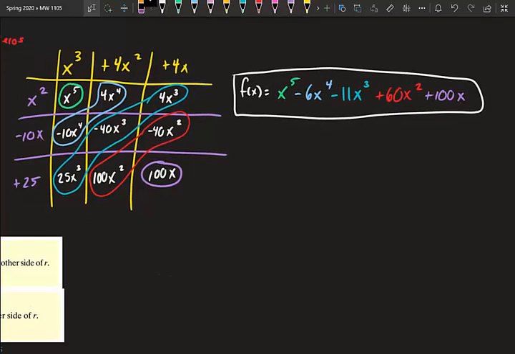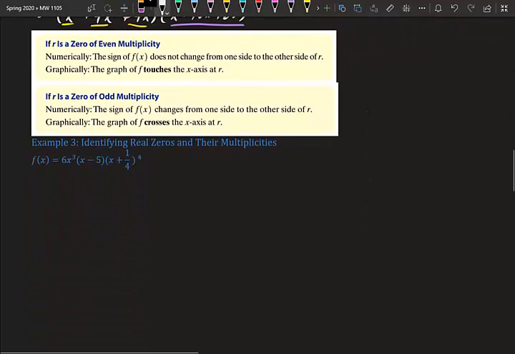Alrighty. More about multiplicity. So numerically, we don't really pay attention to that in this class. We only talk about graphing. So for graphing, the graph of f touches the x-axis at R, meaning if we have a zero of even multiplicity, so if we had like x minus 3 squared, so you see how it repeats 2 times? So that's even multiplicity. That means at 3, 0, it touches the x-axis.